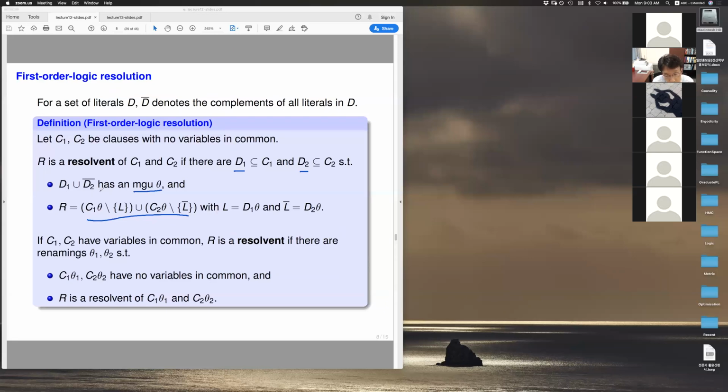Because it's unifiable, by the unification theorem we know that there exists a most general unifier theta. And the second condition says, now if we apply this most general unifier theta to C1 and C2, everything in D1 will collapse to the singleton set L, and everything in D2 will become another singleton set, the negation of L, which is L bar. So after applying the substitution, we remove these canceled literals from C1 theta as well as C2 theta. This is the usual step in resolution, and the substitution is something unique to the first order part.